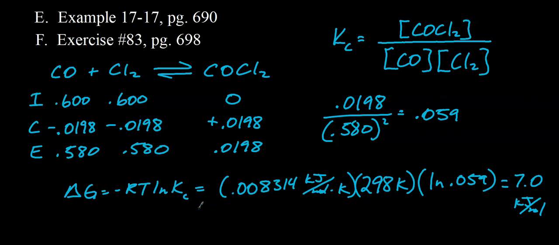So we get, oops, I didn't put my negative here. So we get a value for delta G of 7.0 kilojoules per mole. Now that makes sense, given that our Kc is not super small. So we expect the magnitude of delta G to not be super big. It's definitely going to be positive, though, telling us that this reaction is not spontaneous in the forward direction.